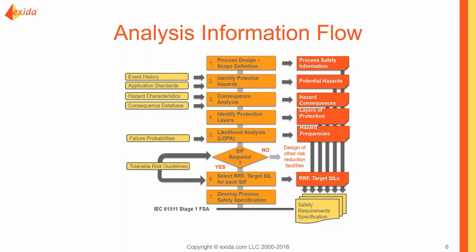From there, you can identify layers of protection to reduce your risk. You want your actual risk to match your tolerable risk. If it doesn't, risk reduction is required. All of this information from your analysis goes into your safety requirement specification, which can help you when you move on to the realization phase to design your SIS, or your safety instrumented system.